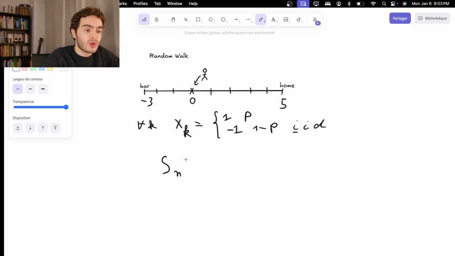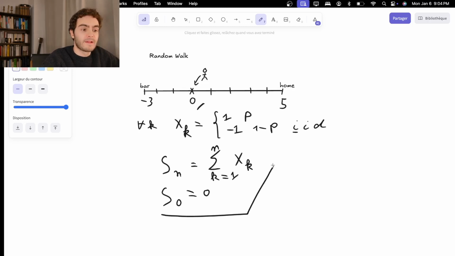Let's define Sn, the position of the drunk man. So at time 0, as we can see here, he is located at 0, and at time n he is located at the sum of all the variables xk, k from 1 to n. Sn is a random walk.